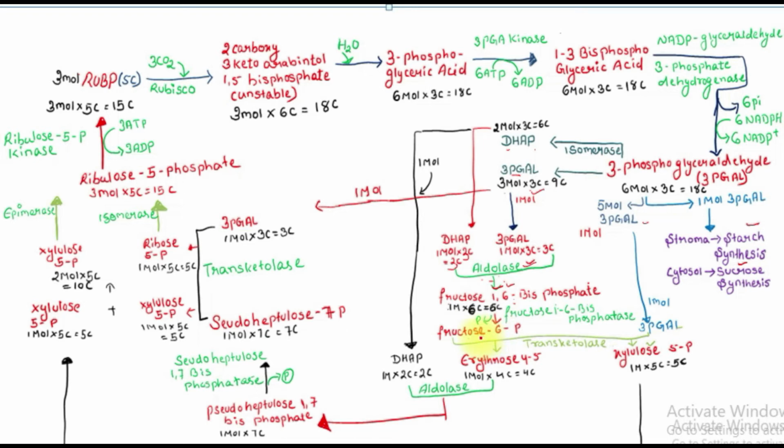For this, we need an enzyme which is known as fructose 1,6-bisphosphatase. Whenever we are adding a phosphate, we need an enzyme kinase. Whenever we are removing a phosphate, we need an enzyme phosphatase. Okay, now we got here fructose 6-phosphate.